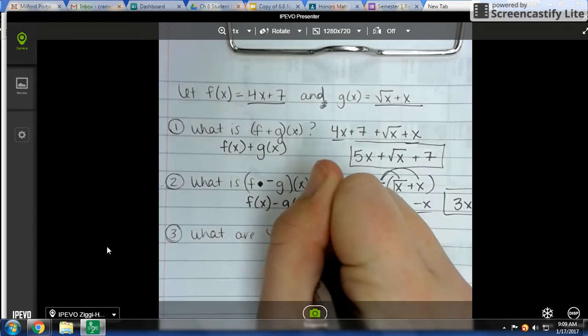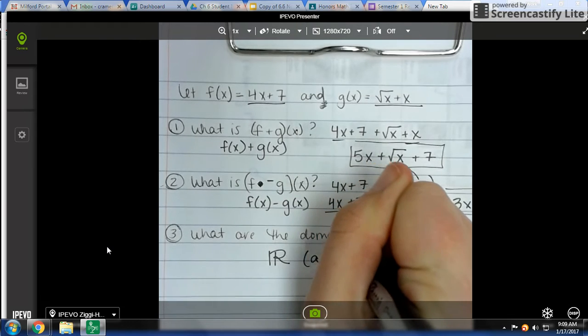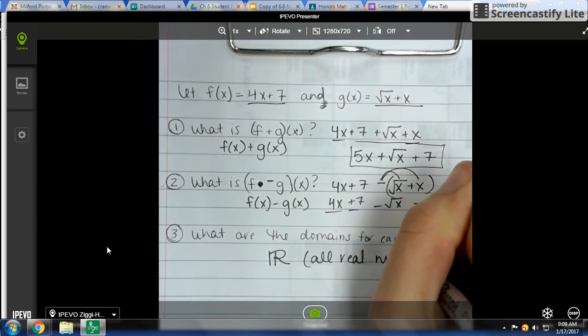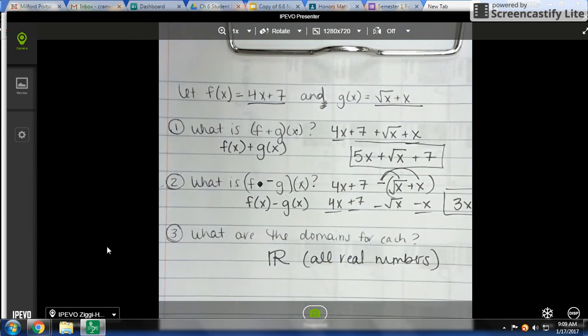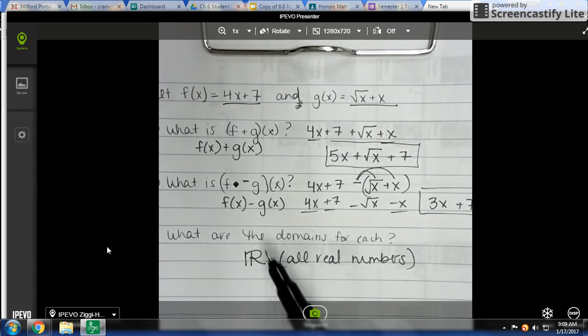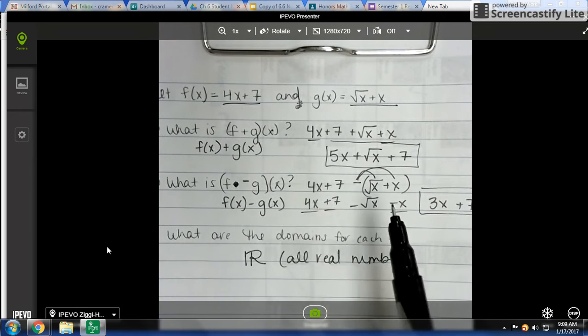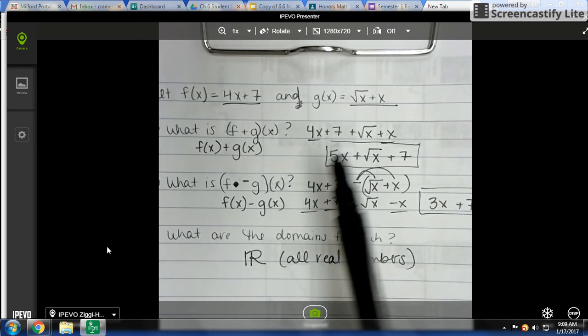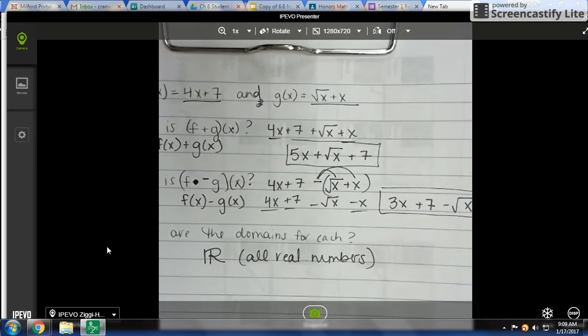This would be all real numbers. There are no restrictions here. The only restrictions are going to be when we use division, because then we're not allowed to have a denominator of 0. But here we don't have any denominators to be worried about, so the domain is all real numbers.